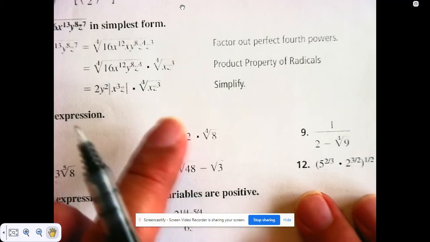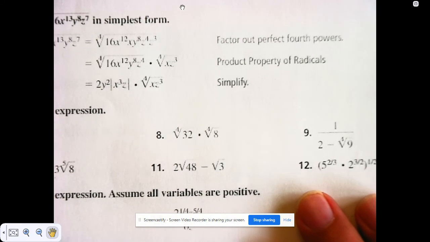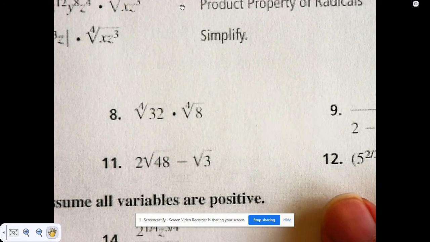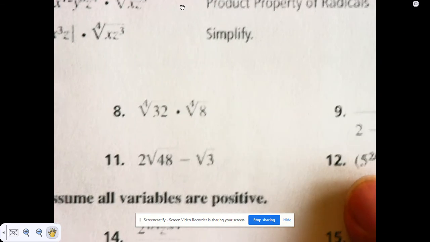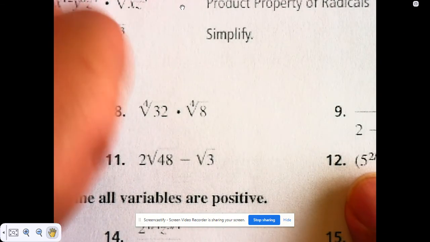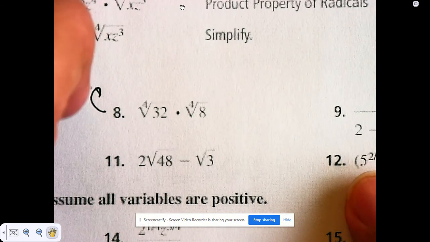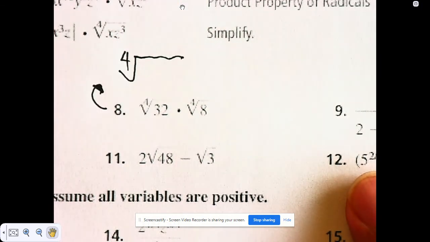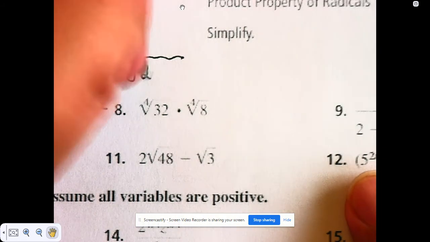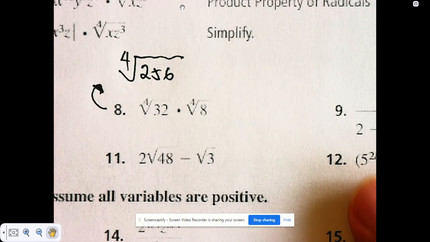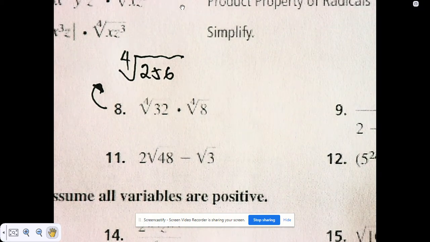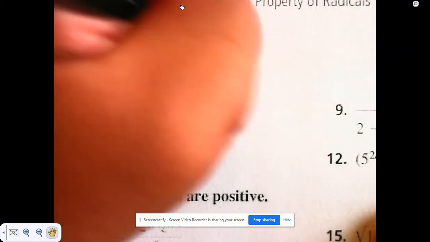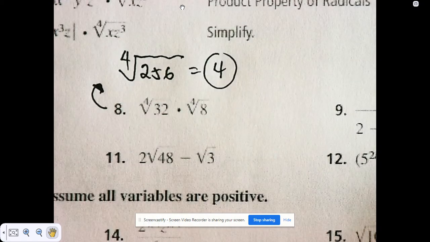Let's go to number 8. I'm reading this one: the fourth root of 32 times the fourth root of 8. I'm going to put it on top. That's going to be the fourth root of, just multiply 32 times 8, because it's the same root. That gives you 256. If I get the fourth root of 256, that gives me 4, final answer.